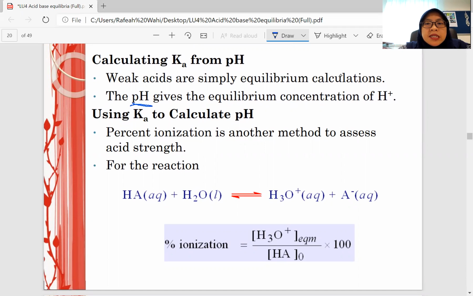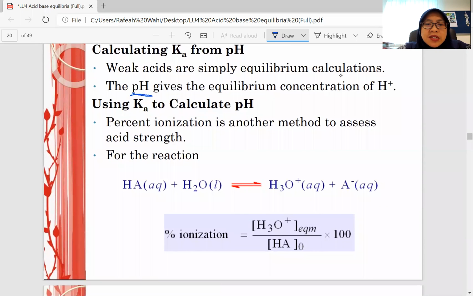Percent ionization is another method to assess the acid strength in the case of weak acid, because in the case of strong acid, we know that it has 100% of ionization. But in the case of weak acid, we know that weak acid dissociates partially, so it is not 100% dissociation. However, it has the equation for calculating the percent ionization for each weak acid.